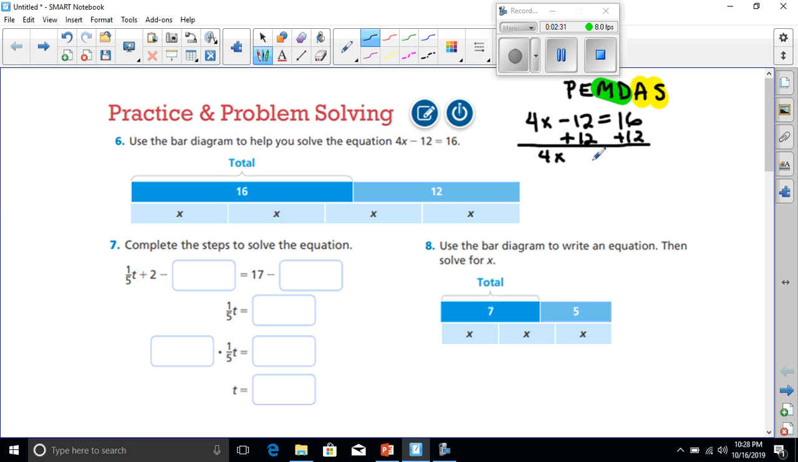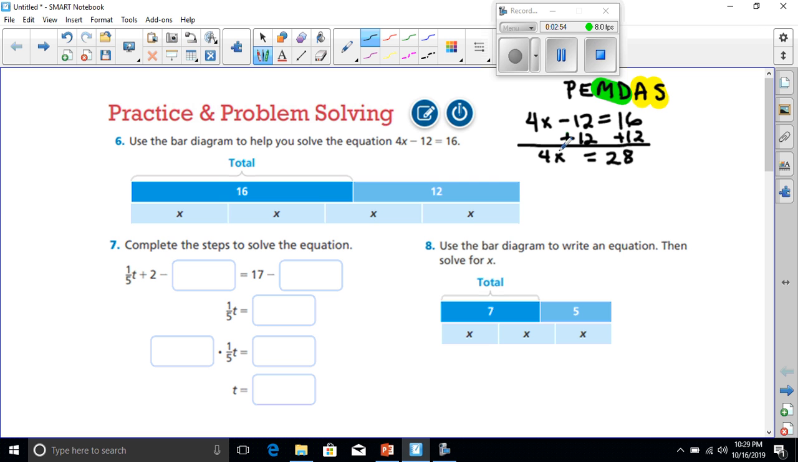And now you can see where I have 16 plus 12. Well, look over here. 16 plus 12 equals 4x's. Does everybody see that? 16 plus 12, 16 and 12, 1, 2, 3, 4x's. So 16 and 12 are going to make 28.